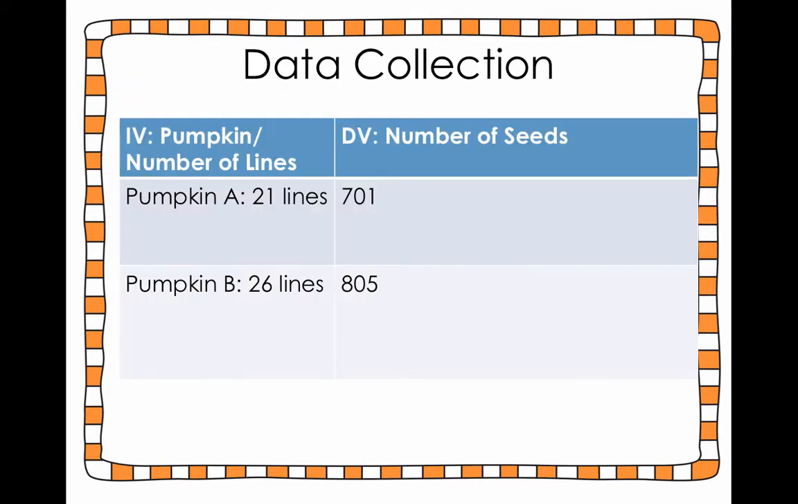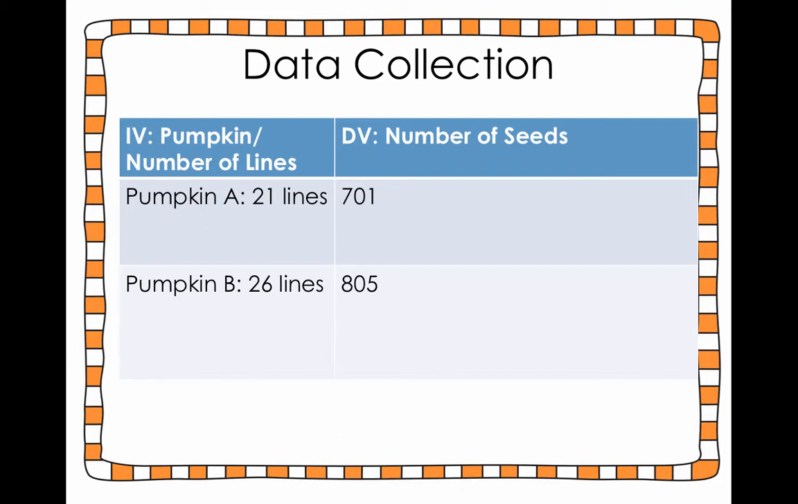So your data collection chart, your independent variable, what you are changing, what you are causing to change, is specifically the number of lines. If you go back to my pumpkins, pumpkin A was the lighter one on the right-hand side, and pumpkin B was the darker, taller pumpkin on the left-hand side. And this is what my students found in their pumpkins. They found with pumpkin A with 21 lines, only 701 seeds. With pumpkin B, they found that 26 lines, it had 805 seeds. How cool is that?